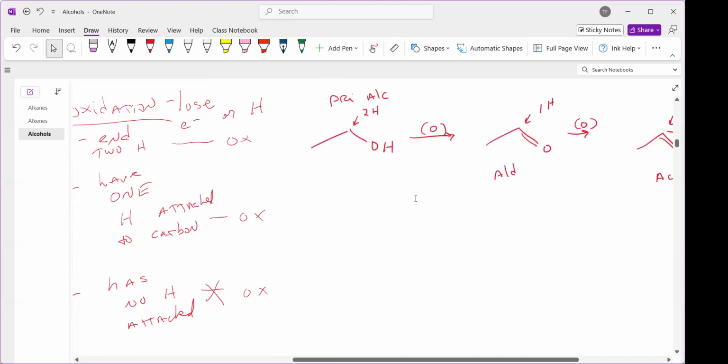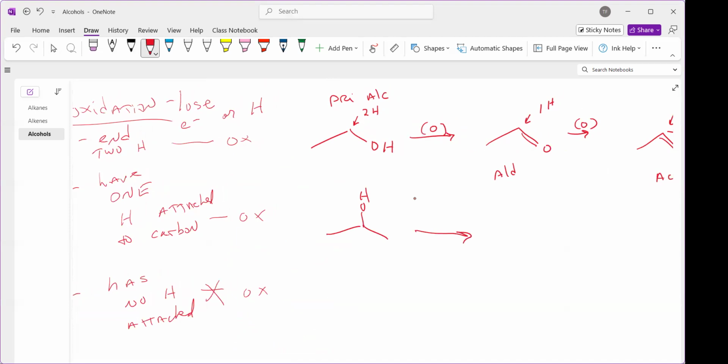Okay, so if we have isopropyl alcohol, it only has one hydrogen. That's right here. That means it can only be oxidized once. And what happens is it goes to the ketone. Carbon backbone is the same. 3, 3, 3, 3, 2, 2. The backbone remains the same. It's just the state of the oxygen changes.